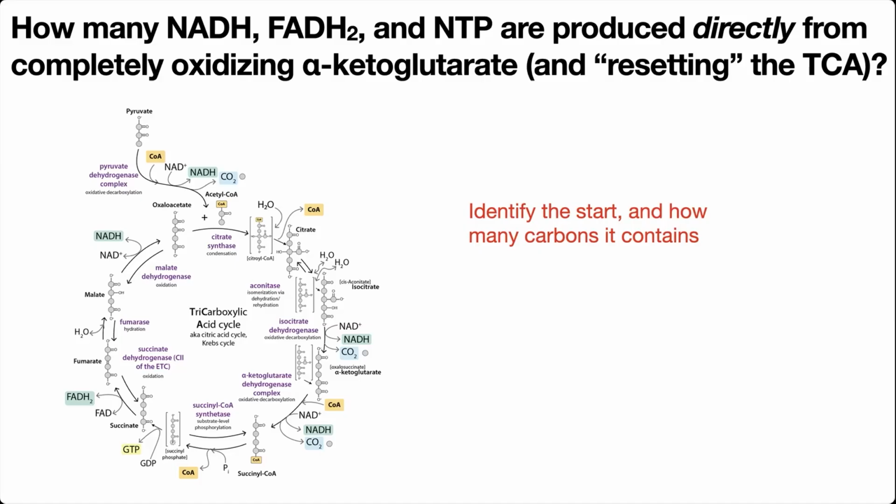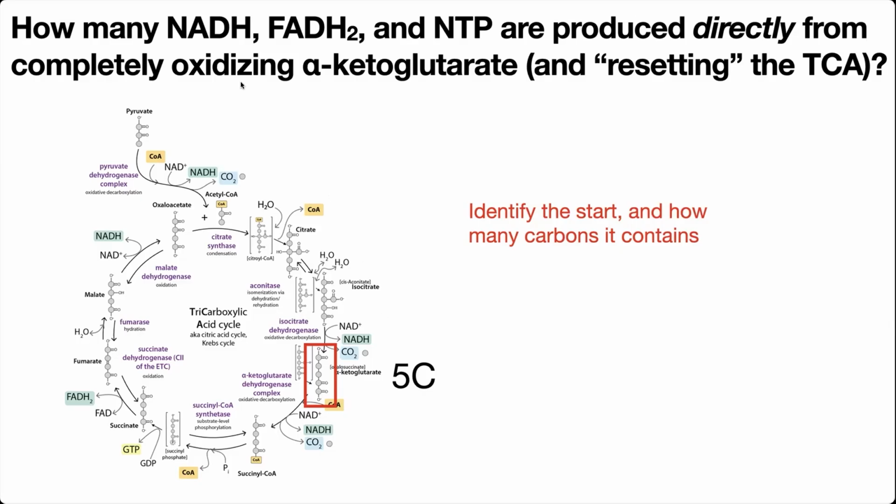So first question: how many NADH, FADH2, and NTPs are produced directly from completely oxidizing alpha-ketoglutarate and resetting the TCA? First step, identify the start and how many carbons it contains. We're dealing with alpha-ketoglutarate, and it has 5 carbons.